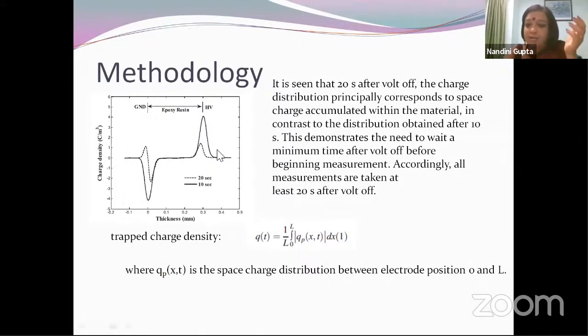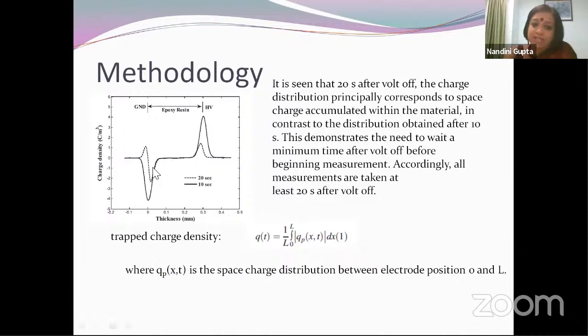So if you take the measurement right at the outset, immediately after energization, you do not get the true picture. The true picture is given by the 20-second line, and this means that you have to wait for at least 20 seconds. That is in the case of epoxy resin. For other materials, the count might be different.